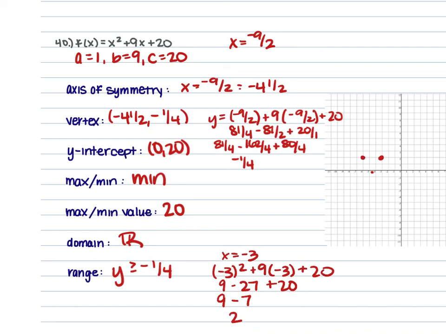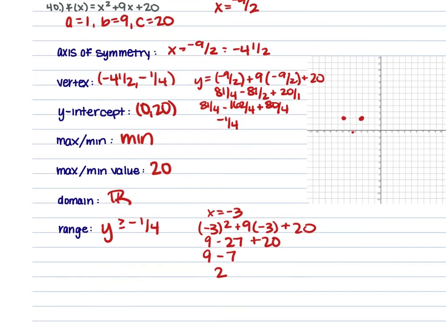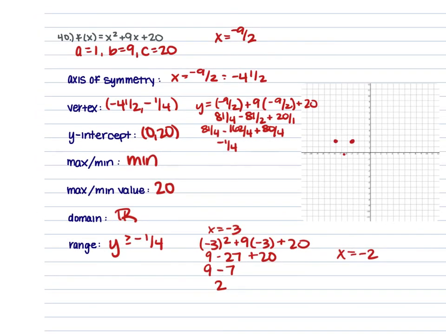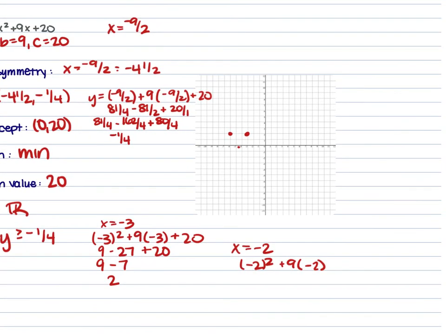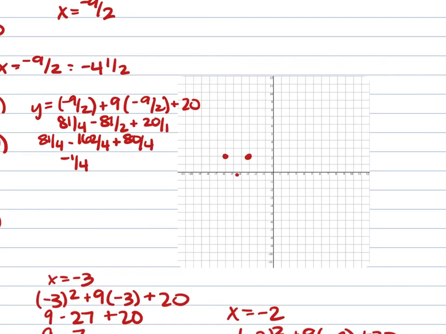I'm going to also use negative 2. So when x is negative 2, we're going to have negative 2 squared plus 9 times negative 2 plus 20. So 4 minus 18 plus 20 is 4 plus 2, which is 6. So negative 2, 6. And also negative 7, 6. So we are going to have the parabola that looks like this.